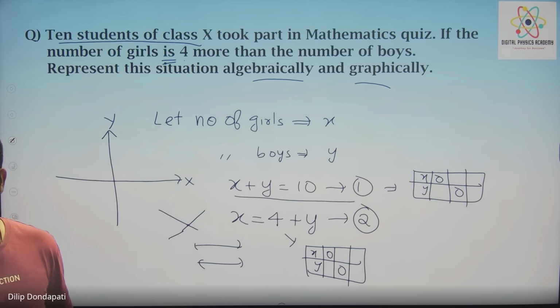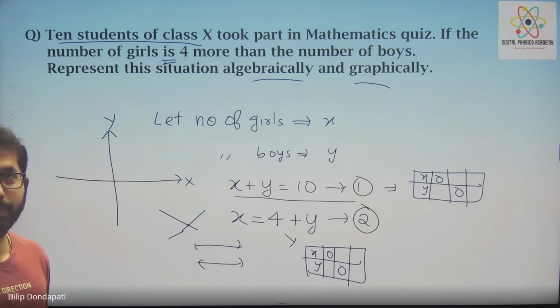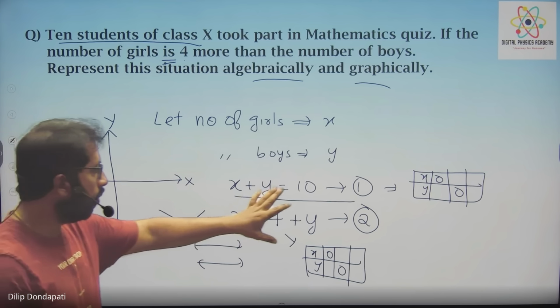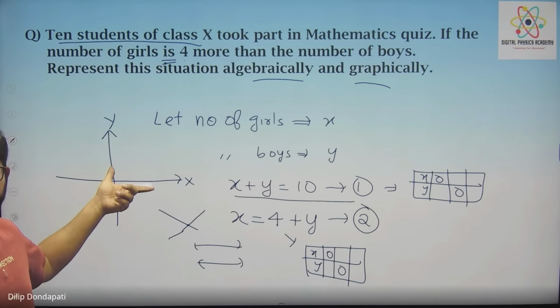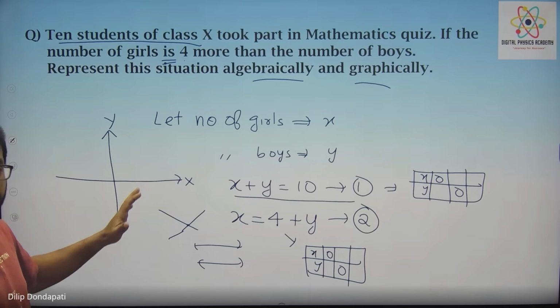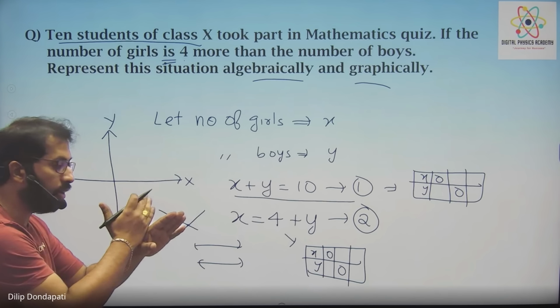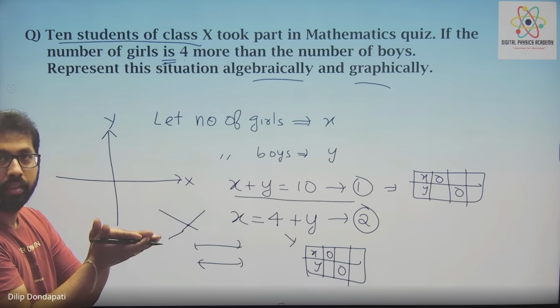Sir, I have a question. In the graph, are we supposed to include both the graphs, like the ones you made? Both graphs you have to draw in one graph only. Okay. Then check whether they are intersecting, parallel, or coinciding.